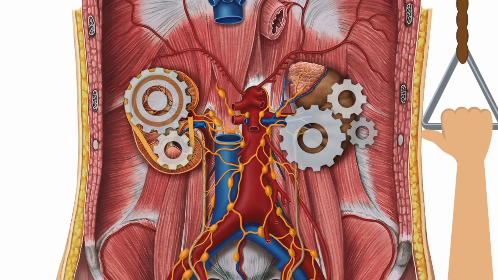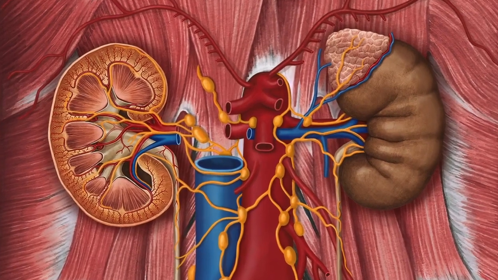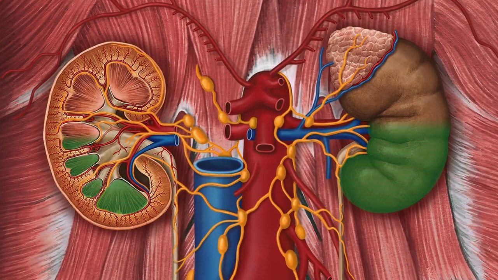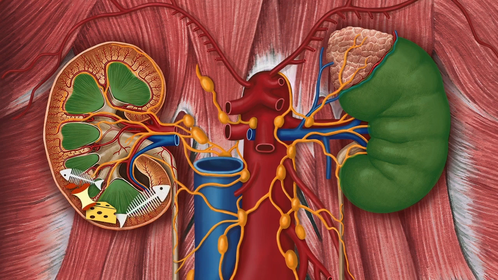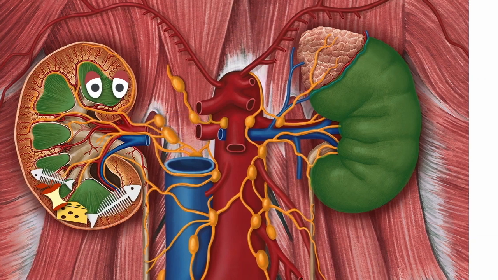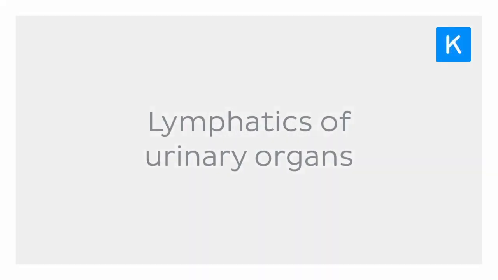That being said, as urinary organs do their work of removing toxins from the blood, they too produce their own toxins, waste, and other junk which they need to dispose of. But how does it get rid of all this metabolic garbage? Let's find out more now as we explore the lymphatics of the urinary organs.